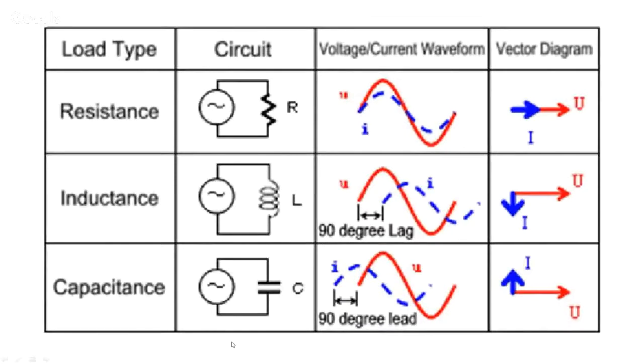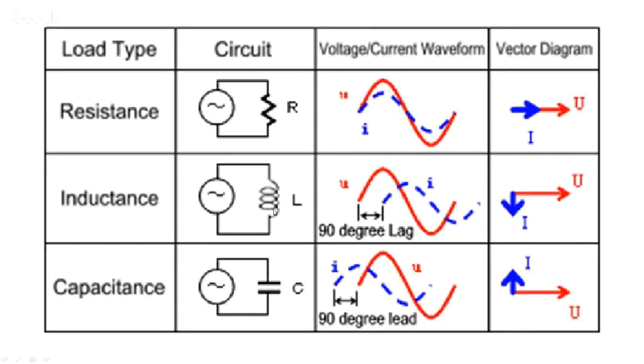To take a summation of what we have gone through. If the load type is resistance, we can see here that both current and voltage waves are in phase. So you can see this. The blue is the current vector and the red is the voltage vector. Both of them are in phase.